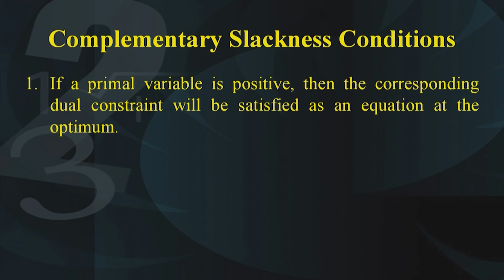Next come some complementary slackness conditions. So, we will study some of the complementary slackness conditions. They are as follows. Number 1, if a primal variable is positive, positive means strictly positive, it is not equal to 0. If a primal variable is positive, then the corresponding dual constraint will be satisfied at the optimum as an equation. It will be an equality at the optimum.